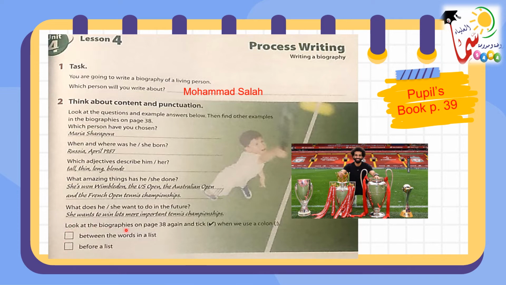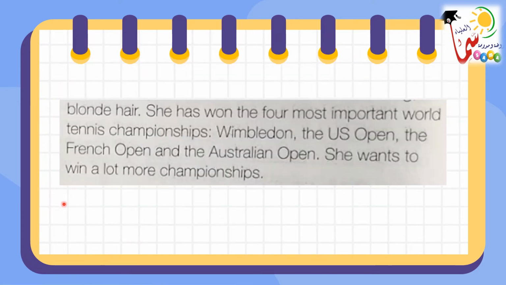Look at the biographies on page 38 again and tick when we use a colon. We will talk about this in a minute. Here we use a colon before a list. Let's have a look exactly at how and when we use it. Let's look at this excerpt from the paragraph about Maria Sharapova. Here she's got blonde hair. She has won the 4 most important world tennis championships: Wimbledon, the US Open, the French Open, and the Australian Open. She wants to win a lot more championships.